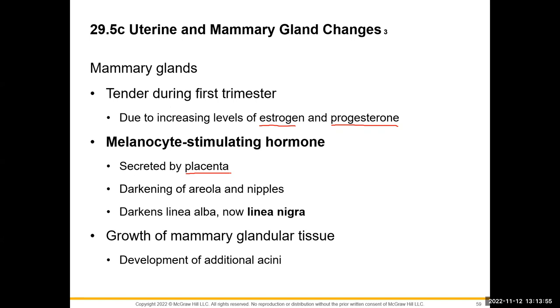And then we'll also see the darkening of the linea alba, which at that point we start to call the linea nigra. And at the same time, we'll see an increase in glandular tissue in the mammary glands there. And that is partially caused by increased growth of the number of acini there.